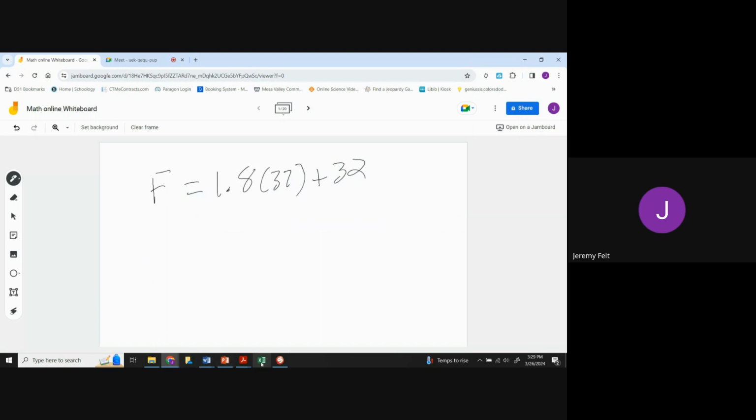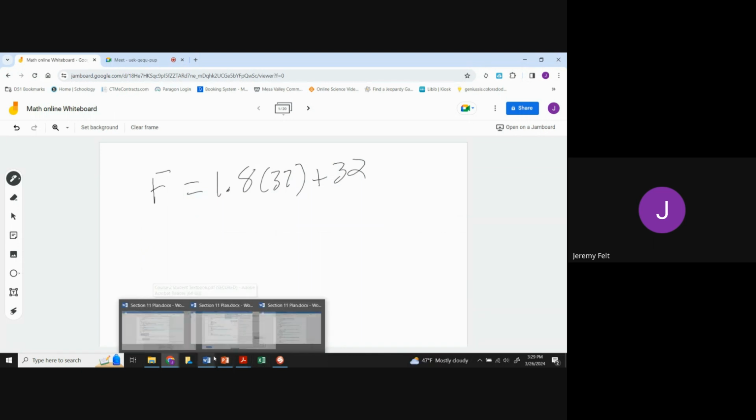So we put this in, we got 1.8 times 37 plus 32, which is 98.6 degrees. So that's where Celsius and Fahrenheit are obviously very different. If someone's calling you from another country, the United States is, I think, the primary country that uses Fahrenheit, whereas most of the rest of the world uses Celsius. So if they're like, it's 37 degrees, you're probably going, ooh, not too warm.